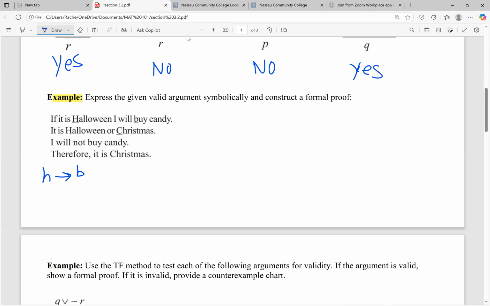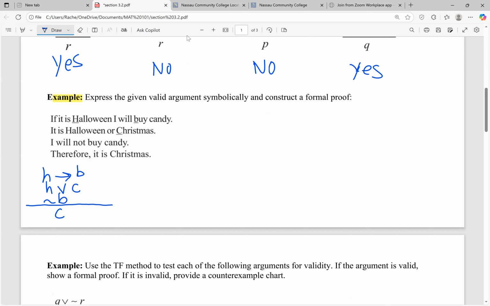Then it says it is Halloween or Christmas. So I have a disjunction, H or C. Then we have the premise, I will not buy candy. So not B. Therefore, that's going to be my conclusion: it is Christmas. So therefore C. Let's construct a formal proof for this argument.